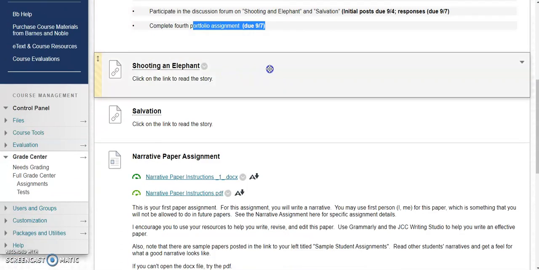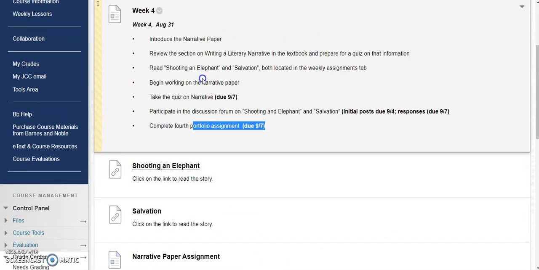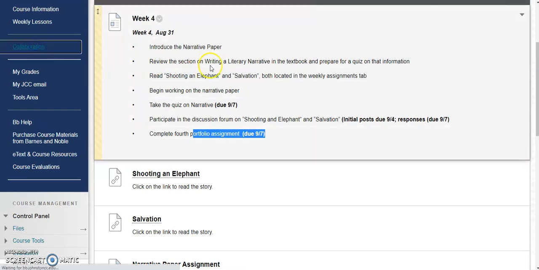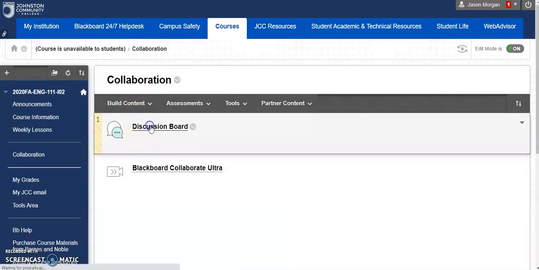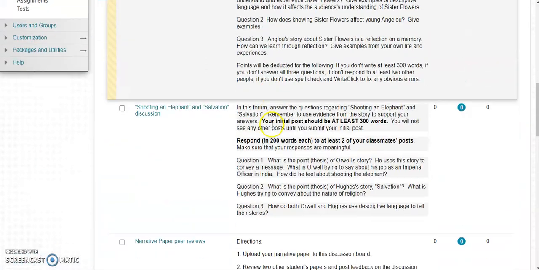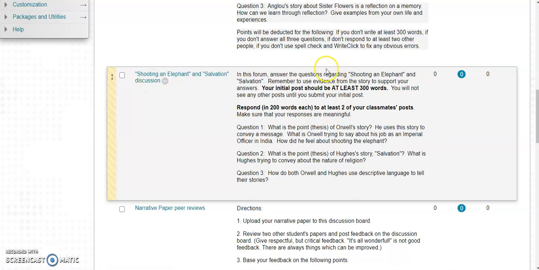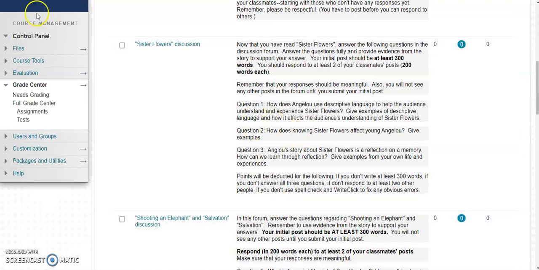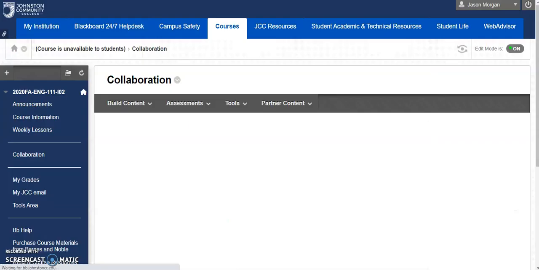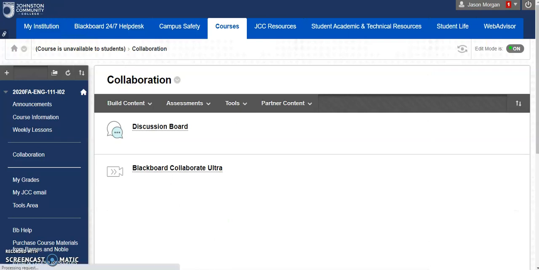Last week we did Sister Flowers, where you got to read some stories. There's a couple of short stories here, Shooting an Elephant and Salvation. You're going to read both of these. Then, just as before, you're going to go to collaboration and the discussion board, and you will notice there is a whole section here for Shooting an Elephant and Salvation. Same exact thing. There'll be 3 questions which you respond to. Your initial post should be 300 words. You should respond to at least 2 of your classmates with 200 words. Similar to what we did with Sister Flowers, so that's nothing new as far as how that works.